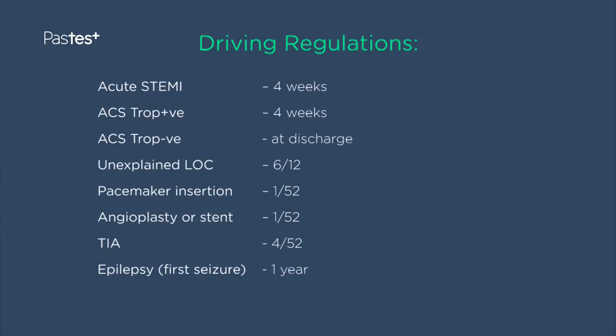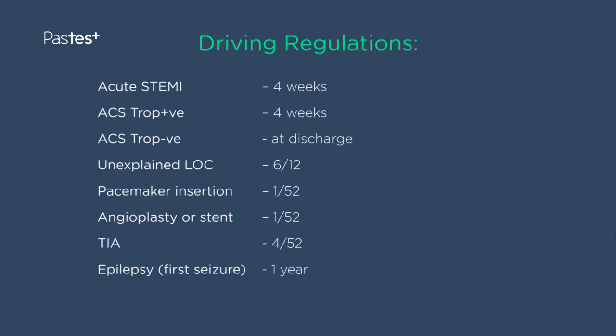What about an unexplained loss of consciousness? Well, for unexplained loss of consciousness, the patient must not drive for 6 months. Pacemaker insertion, this would be 1 week, which is similar to that of an angioplasty or a stent being inserted, which again is 1 week.